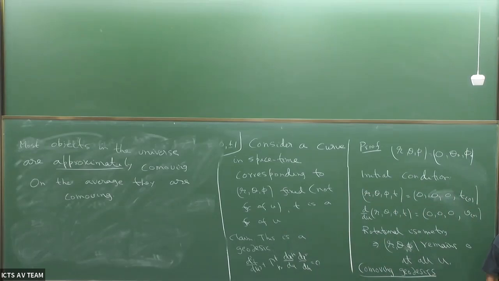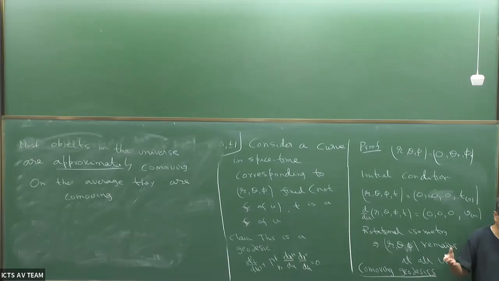And saying that every object is approximately comoving means that every object's geodesic is very close to one of these, fixed r, theta, phi and t changing. No, no, no. Any r, theta, phi fixed is a geodesic, right? So every object is described by r, theta, phi fixed, t changing.